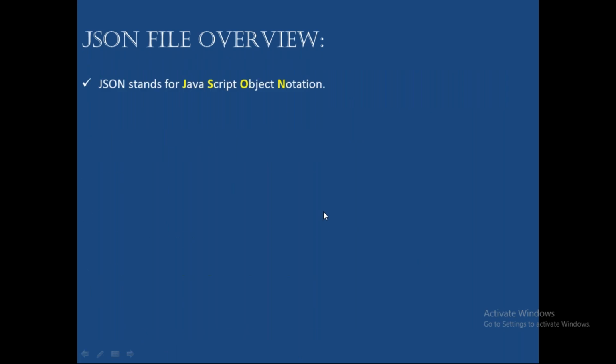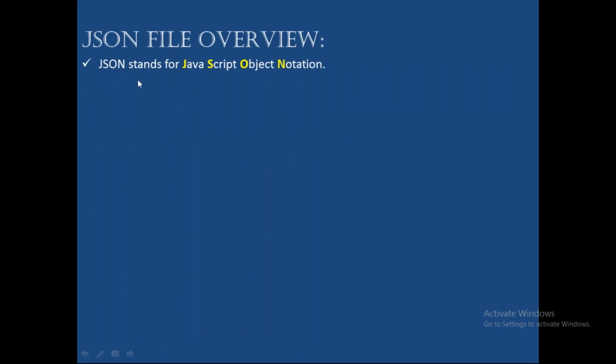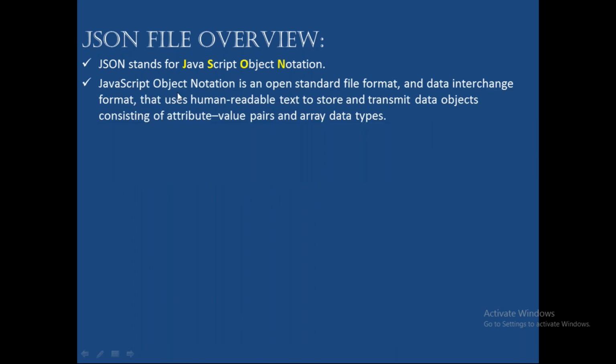Now let's talk about the JSON file overview. JSON stands for JavaScript Object Notation. JavaScript Object Notation is an open standard file format and a data interchange format that uses human readable text to store and transmit data objects consisting of attribute value pairs and array data types. What it means is basically in JSON, all the values will have a key and value, meaning all the column names are going to repeat multiple times.